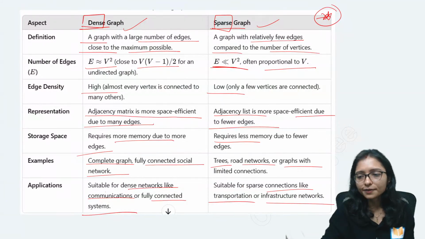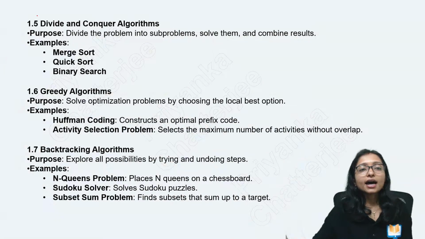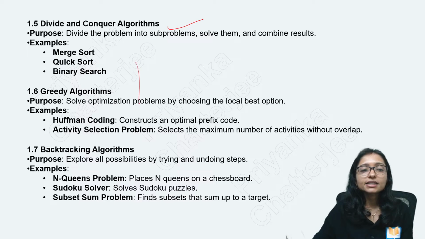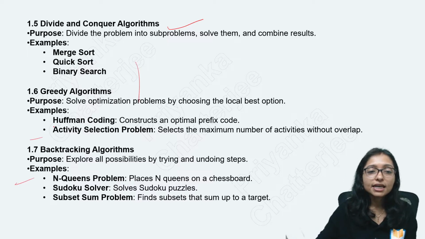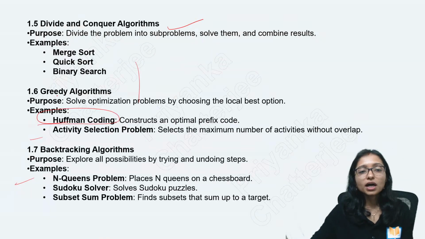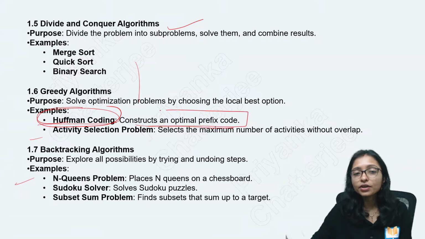Right? Okay. Now you can see here the divide and conquer algorithm. Here we already did it. All these things we already did. Now I will go with Huffman coding. Huffman coding is one important area. Directly I am going with a question so that you can understand. It is actually used to construct an optimal prefix code.